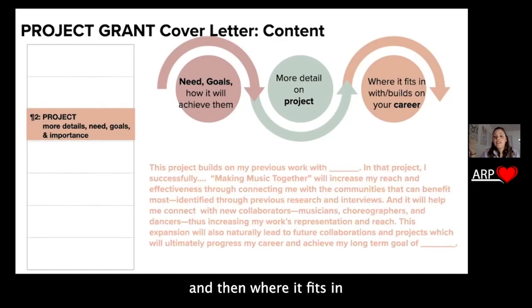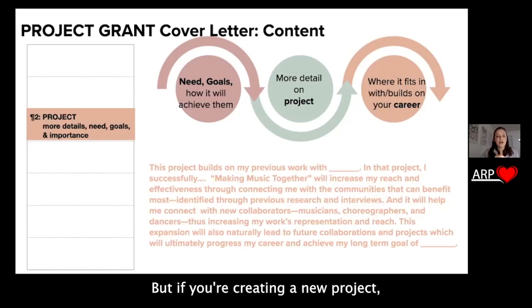Okay. And then where it fits in with builds on your career, again, a little lengthy here, but this project builds on my previous work with blank. So if you are referring to how your current project is building on a previous project, and this is something I see in letters a lot, never just say, oh, I did this sort of work before. If you're going to say that, always say, but this is how this one's different, right? Because if they're going to give you their money, they don't want you to just be doing the same thing, unless you're broadening your audience for the same thing, so that's your goal.